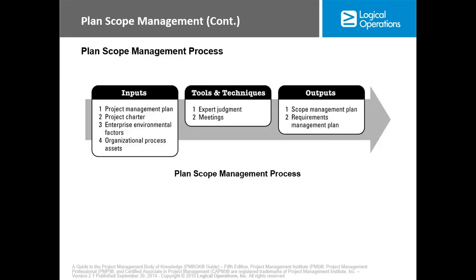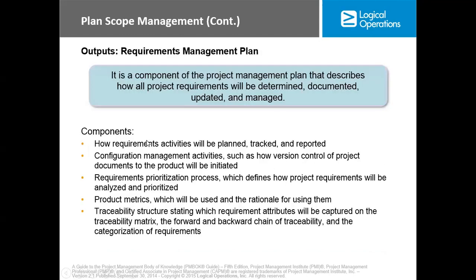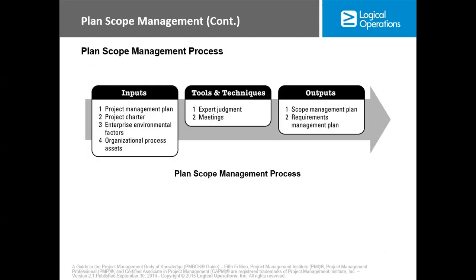A plan scope management process. The plan scope management process, we have the inputs, the tools and techniques, and outputs. Okay, and these are the contents of each of them, and we'll get them as we go further. Okay, we have the project management plan, project charter, enterprise environmental factors, organizational process assets. Now we have tools and techniques like expert judgment, meetings. Then we have output, scope management plan, requirement management plan.